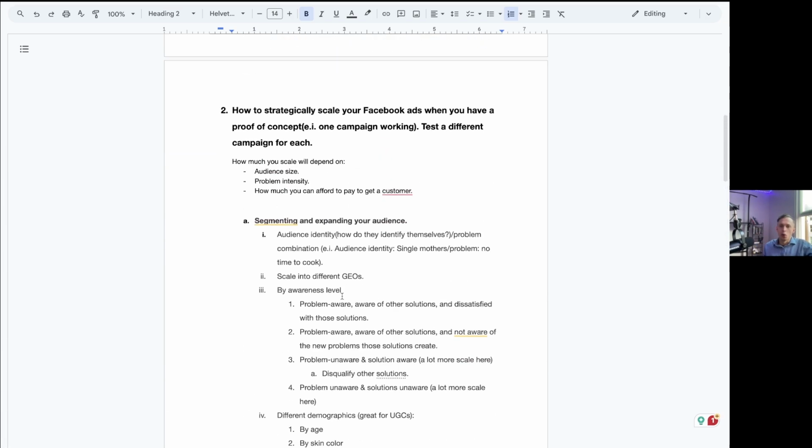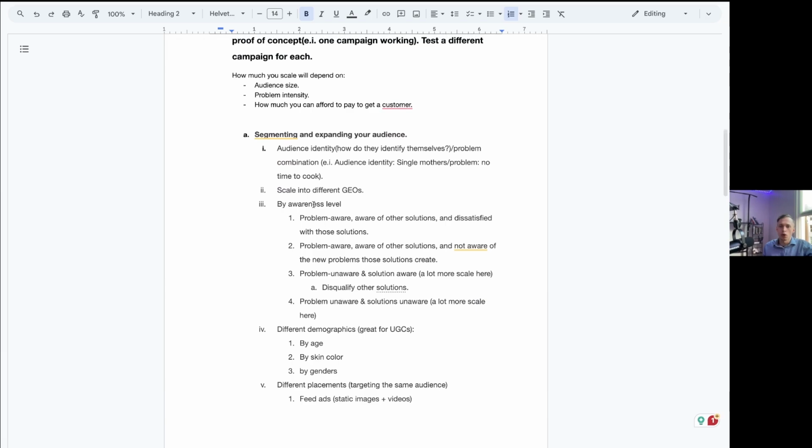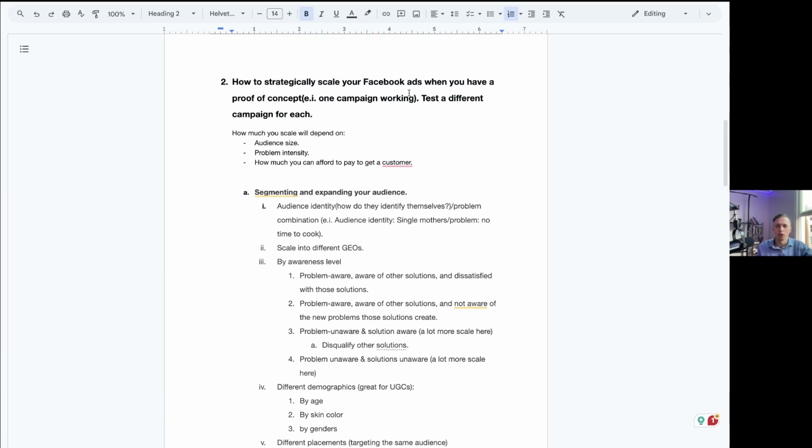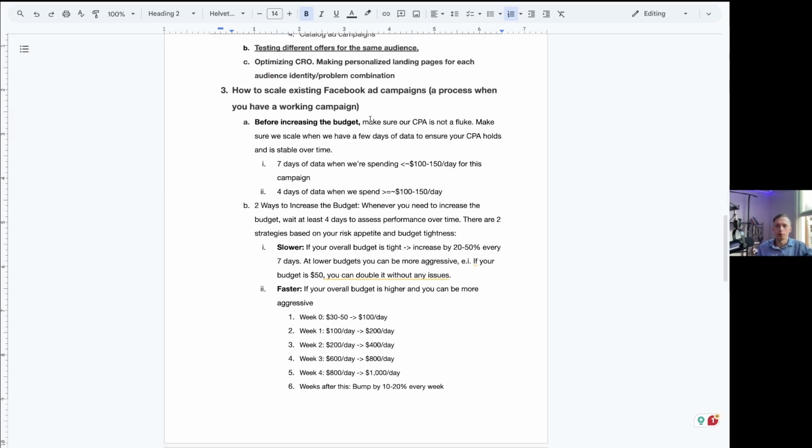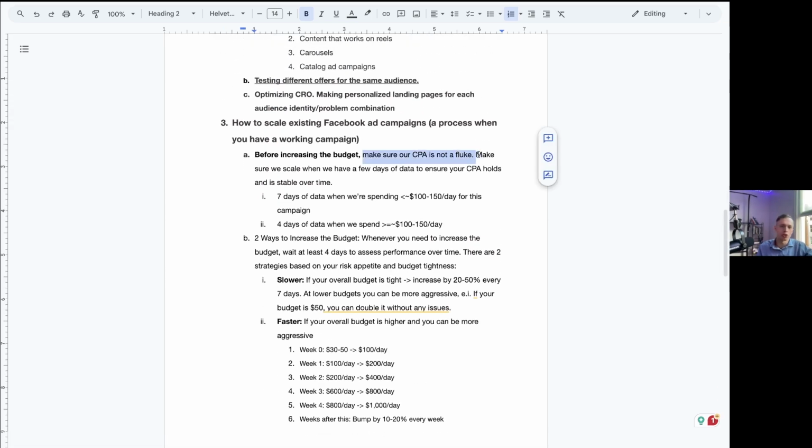Right now, once you found the campaign, there are multiple campaigns that are working, how do you actually scale them? How do you increase the budget? So the way you do it is, before increasing the budget, you want to make sure your CPA, or cost per sale, cost per purchase, whatever cost per action you're optimizing for, is not a fluke. So it's real.